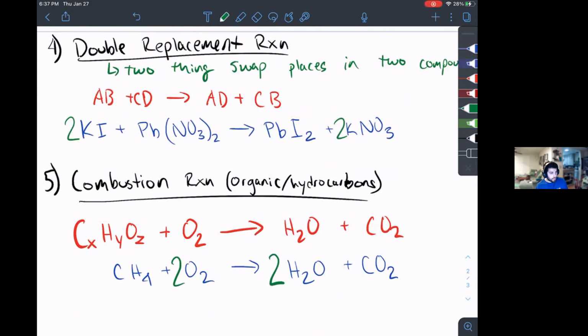Pretty cool. Anyways, that is our types of reactions. That's how we talk about reactions.